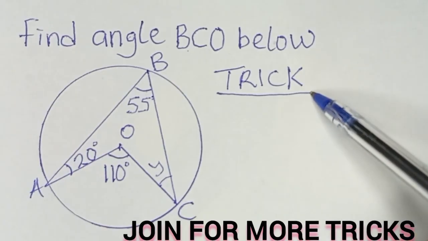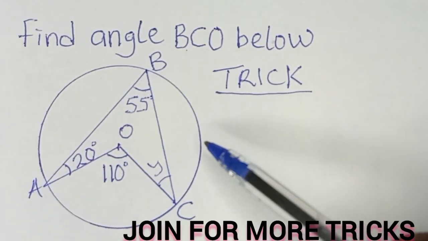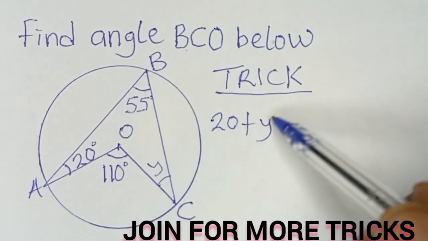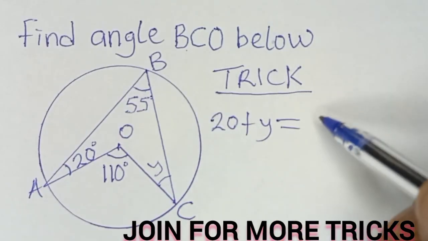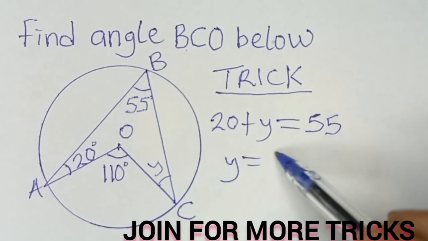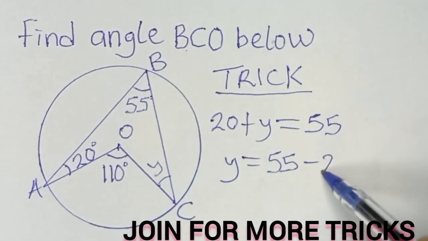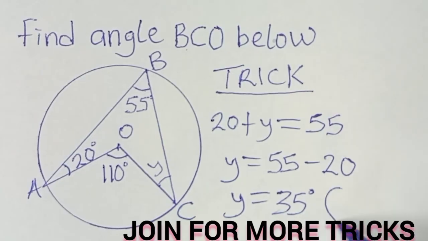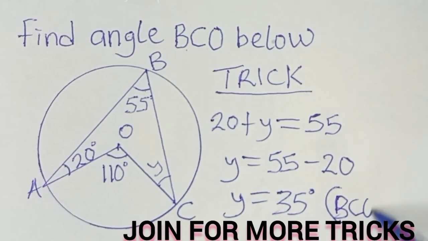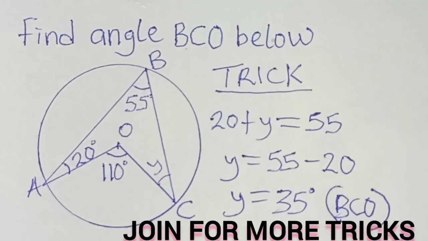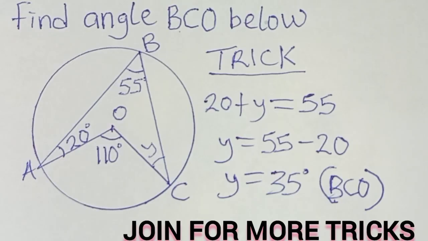You don't need to waste your time, especially if you are writing an exam. What you just need to do is to say 20 plus this angle Y is equal to the angle at the circumference, 55. This is just the trick to use. From there, Y is equal to 55 minus 20. And that will give you the final answer as 35 degrees. And that is angle BCO. That's the final answer. Hope you can see it. It's very simple. That is just a tricky way to solve a question like this.